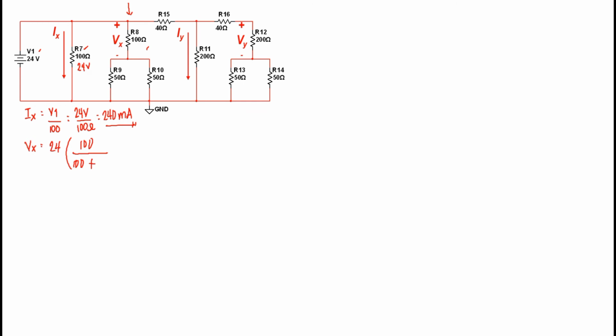Since they are of the same value, and as I've said earlier, if we have two parallel resistors with the same value, it's like dividing them into two. So this one is actually equal to 25 ohm. And 24 times 100 over 100 plus 25 is equal to 19.2 volts.